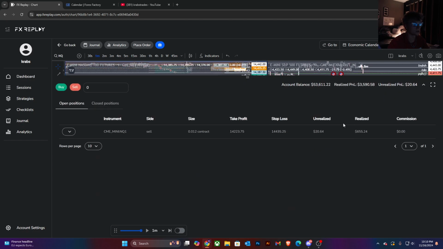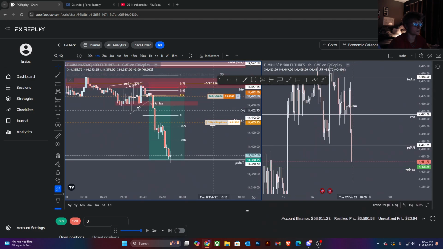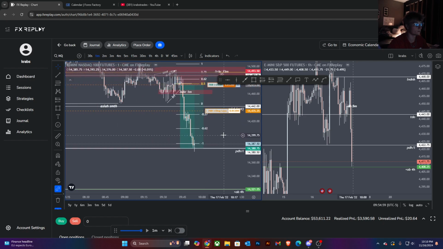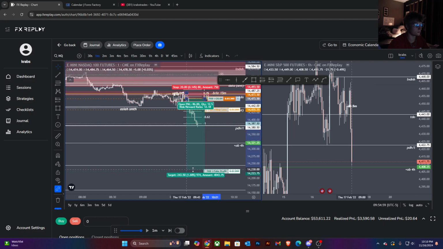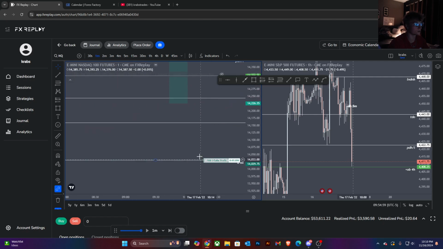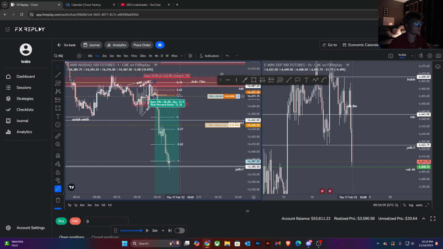See, what do we secure on that? Almost 700. Got about $20 running. Not a lot. But I always like to leave runners if my bias allows for it.